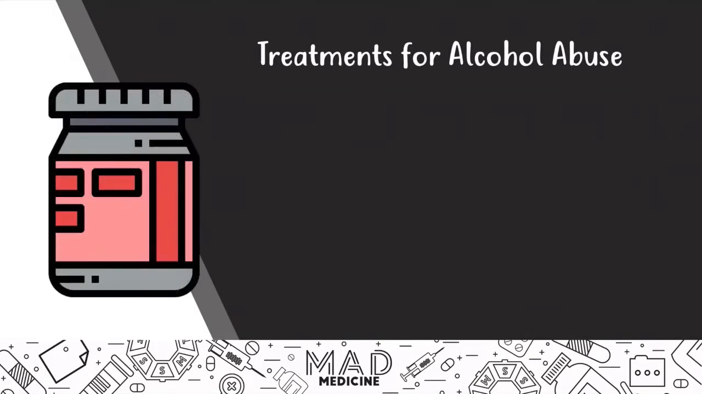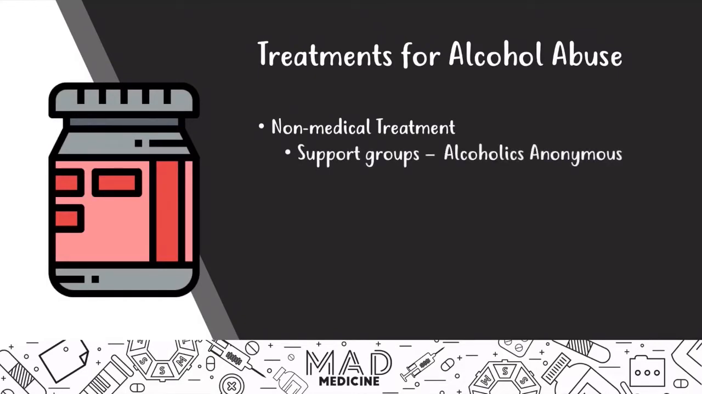Now, there are several treatments, but mainly we have non-medical and medical treatments. Non-medical treatments are going to be support groups, mainly Alcoholics Anonymous. They're very good at what they do. They're very good at making sure a patient feels comfortable and getting a patient ready to go through the steps of addressing their abuse and their addictive issues, and how to treat it in a non-medical fashion. So Alcoholics Anonymous is very important.